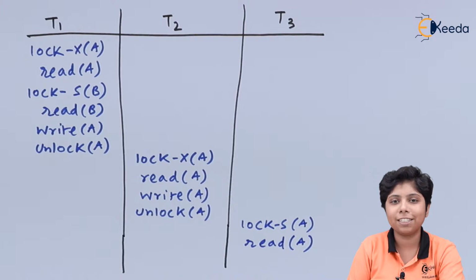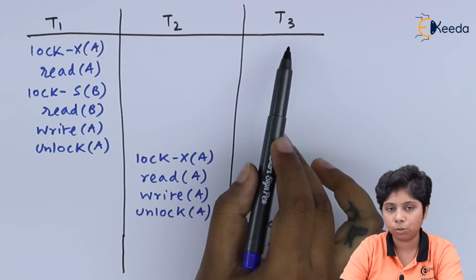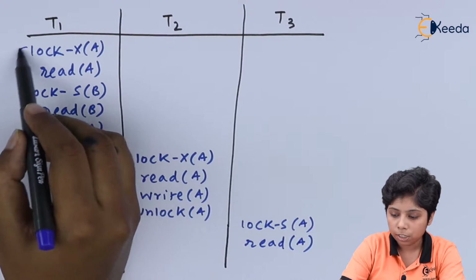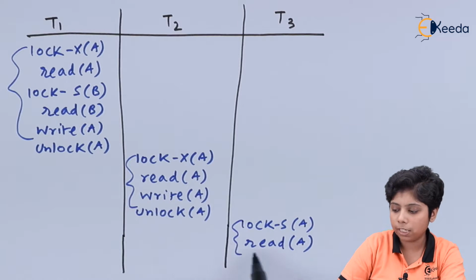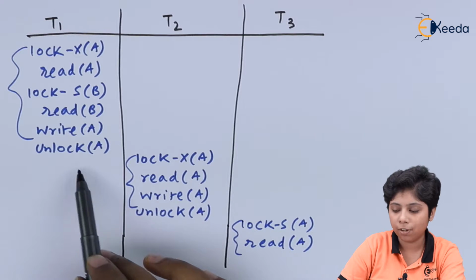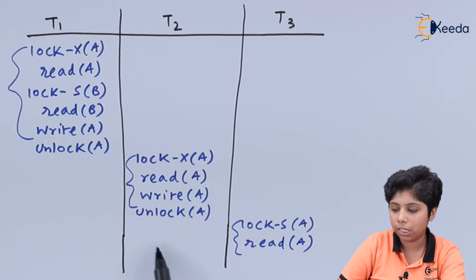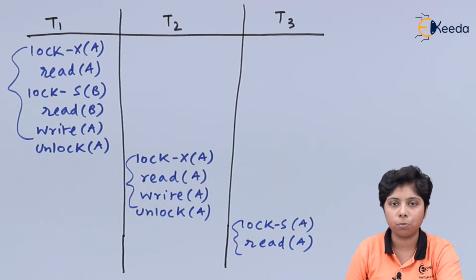Now, consider this schedule with three transactions T1, T2, and T3. Look at this one: these transactions maintain the growing and shrinking phases. The first one has the growing phase and the shrinking phase. The second one has growing and shrinking. The third one only has the growing phase. Now we can see that this maintains the two-phase locking protocol and is also deadlock free.